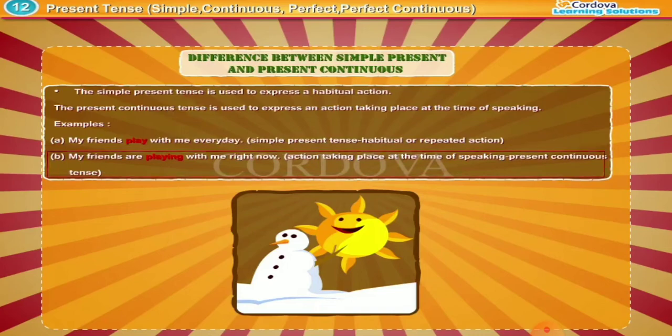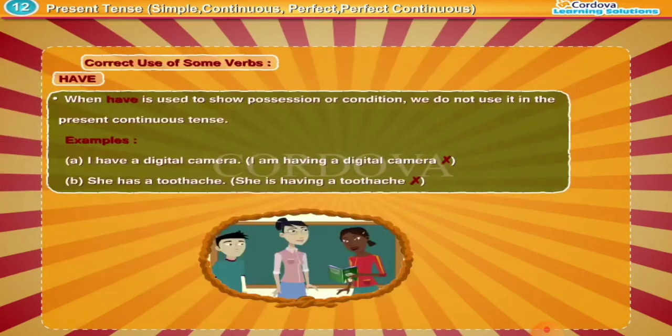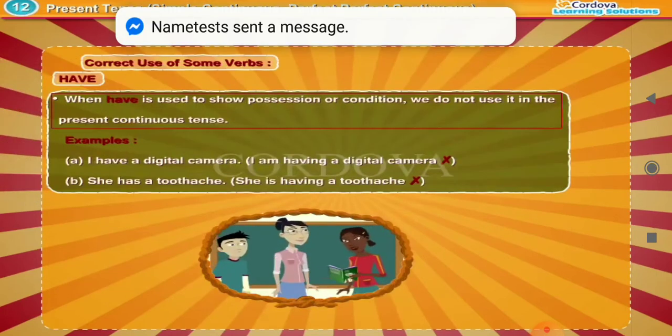Present continuous tense. With the present continuous tense, we use words like now, today, and at present. With simple present tense, we use words like always, often, usually, and every day. Examples: It is raining now. Present continuous tense. It usually rains every day in the rainy season. Simple present tense.